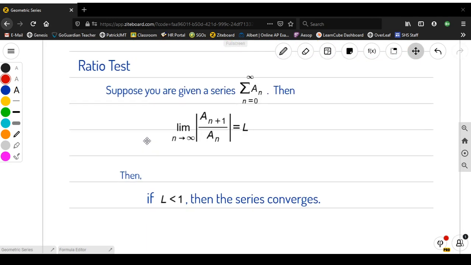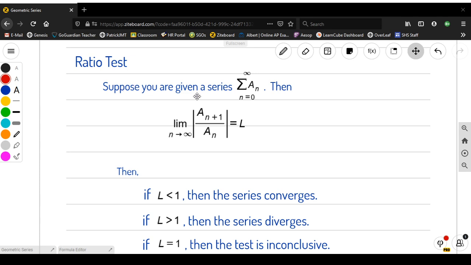So what does the ratio test say? The ratio test says, let's say you're given a series where a sub n is the general term. It's from n equals 0 to infinity. If we take a limit of the n plus 1 term over the nth term, and we get some value L. It doesn't have to be a specific value, but if L is less than 1, we're going to say it converges. If L is greater than 1, it diverges. And if L is equal to 1, the test is inconclusive, and we have to use something else to determine whether or not it converges or diverges.